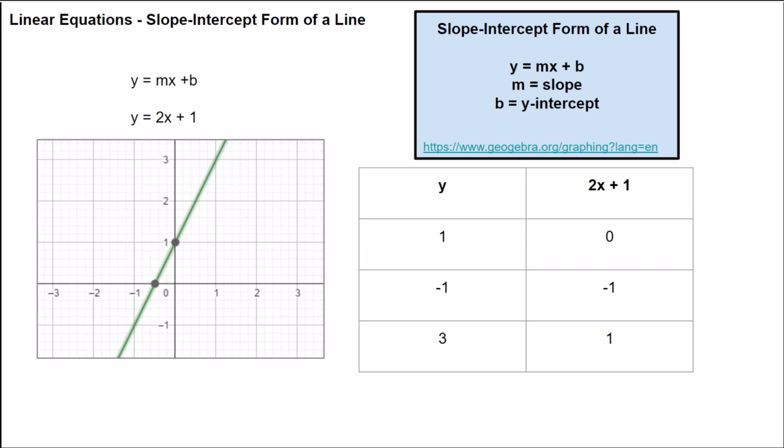So to write the equation of this line in the form of y = mx + b, we can write y is equal to, we know the slope m is 2, so y = 2x + 1, where 1 is the y-intercept.